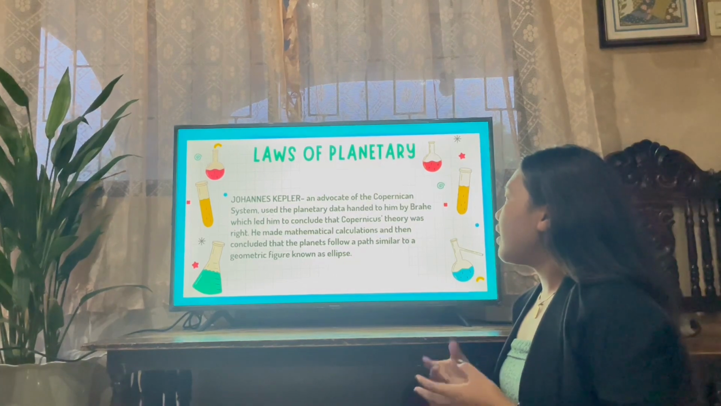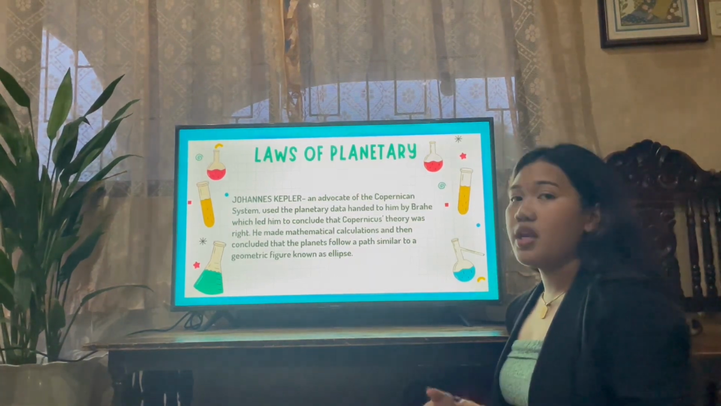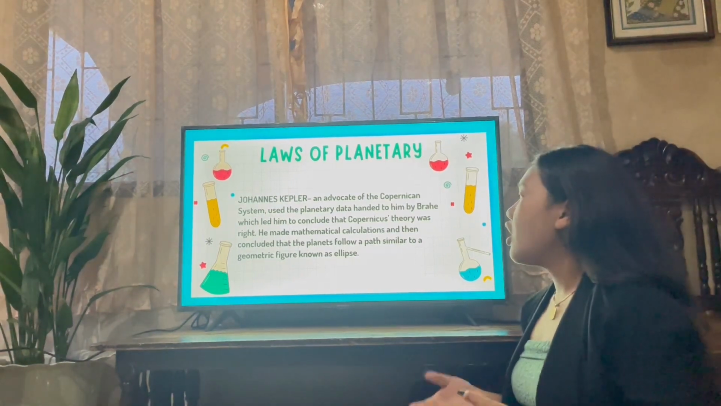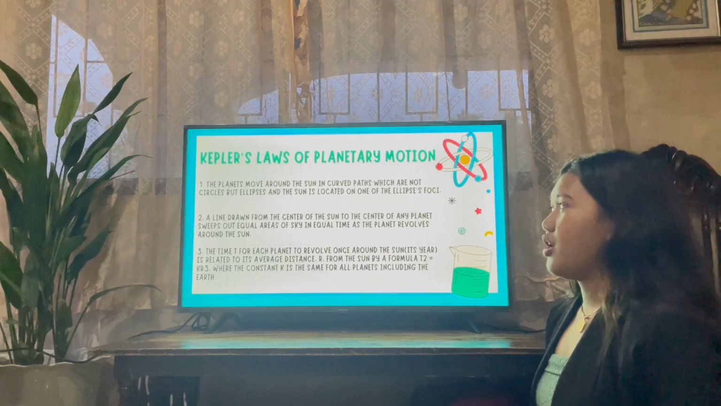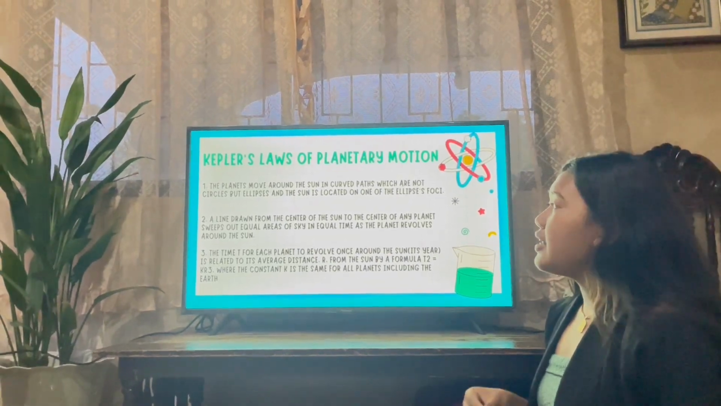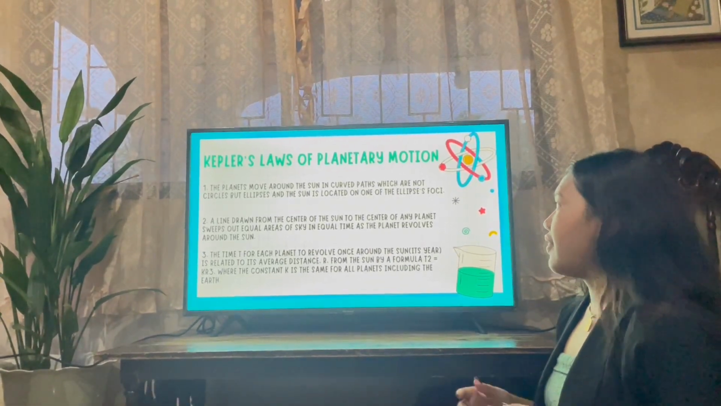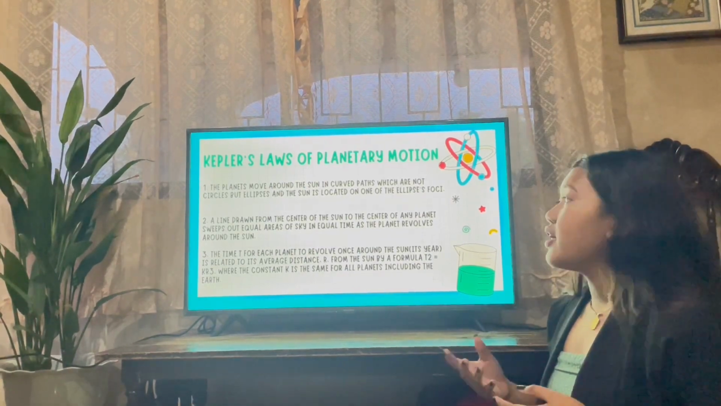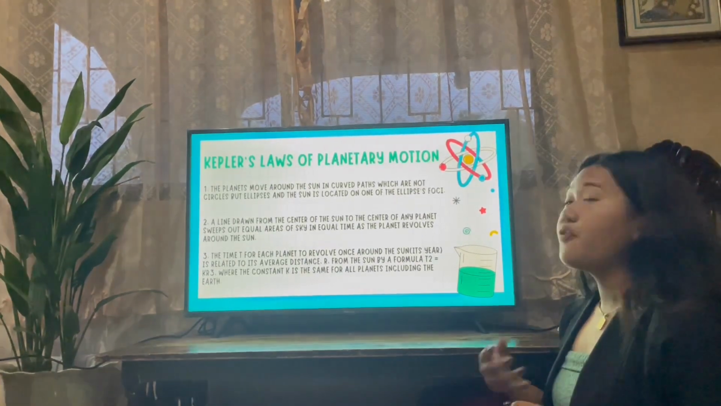He made mathematical calculations and then concluded that the planets follow a path similar to a geometric figure known as an ellipse. Kepler's laws of planetary motion. The first law: the planets move around the Sun in curved paths, which are not circles but ellipses, and the Sun is located at one of the ellipse's foci.